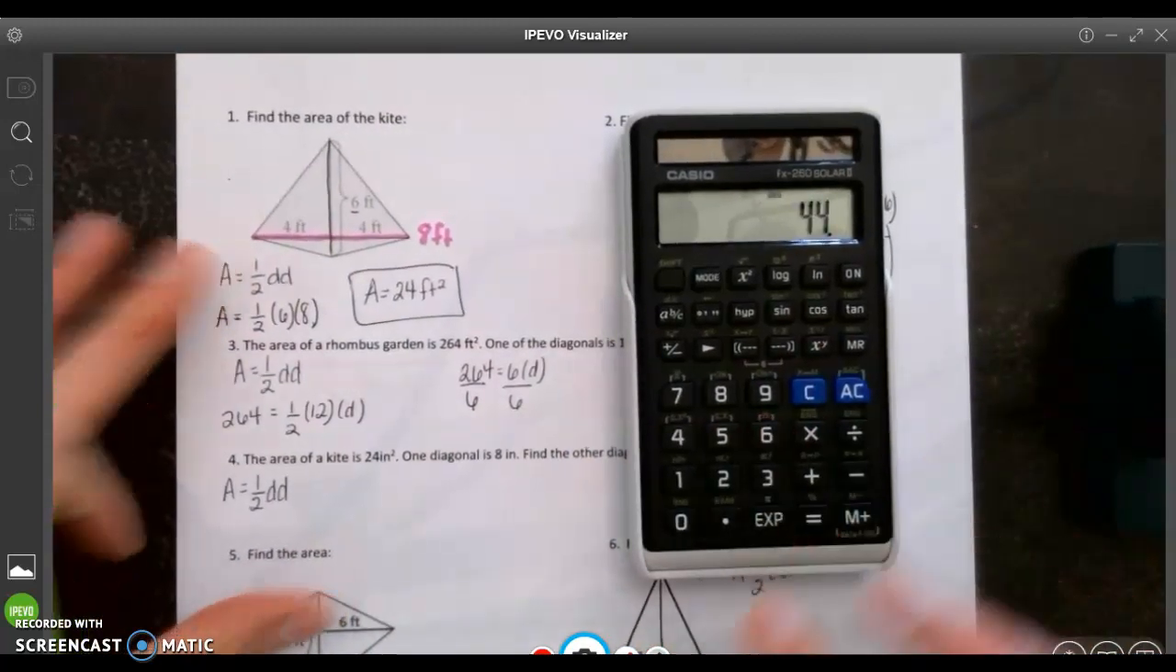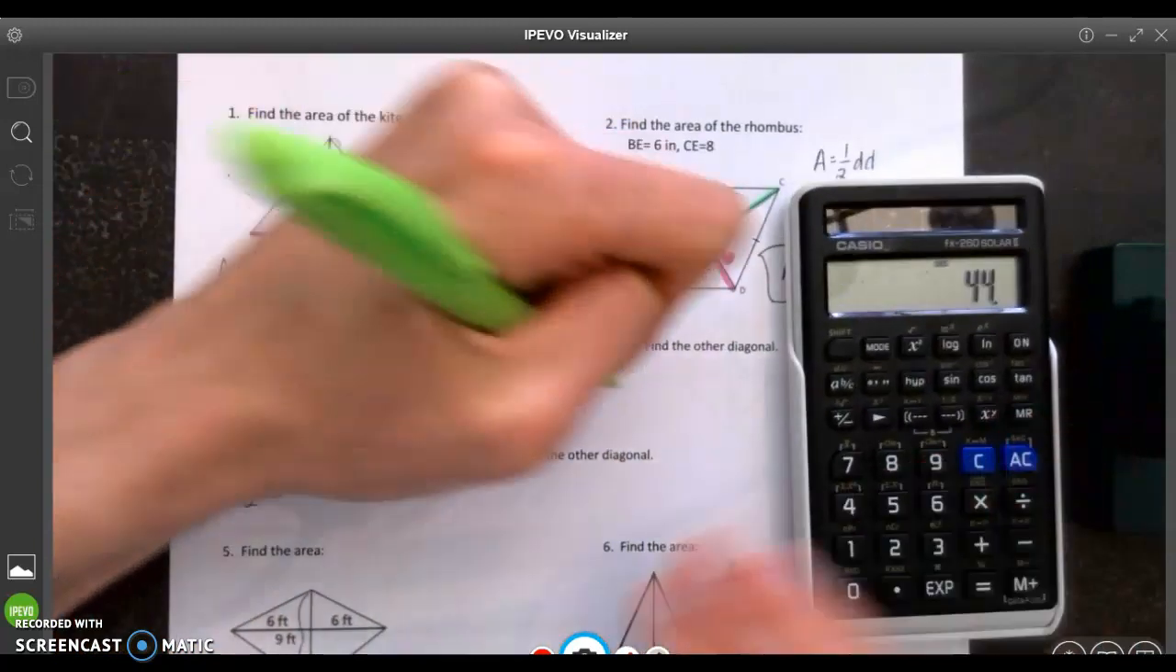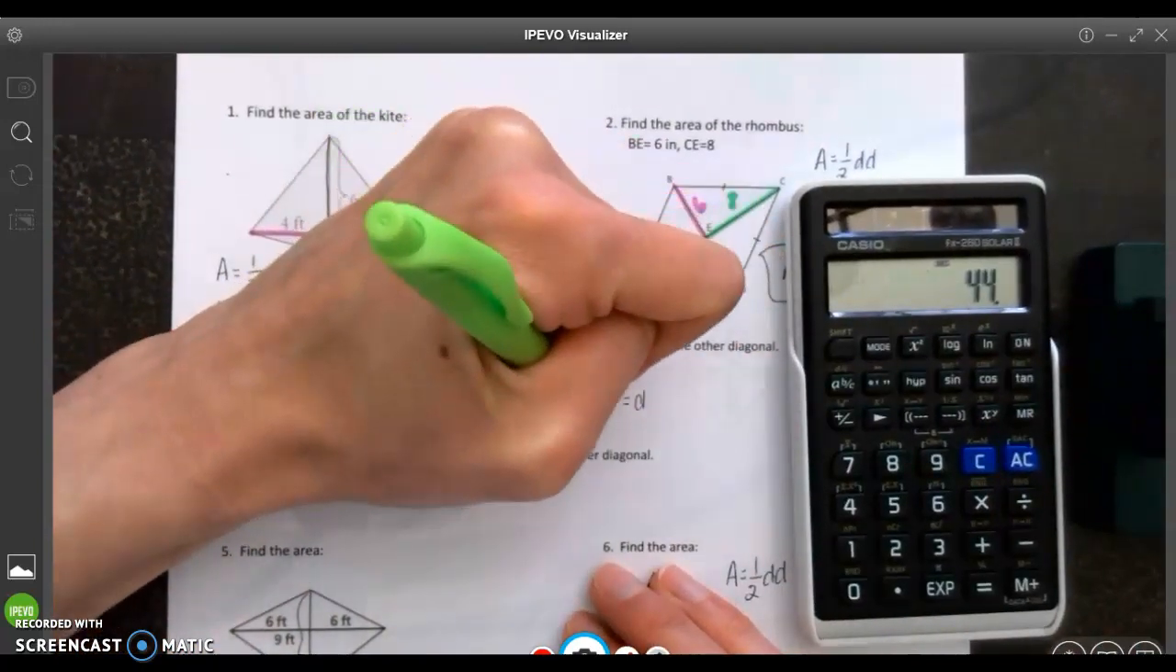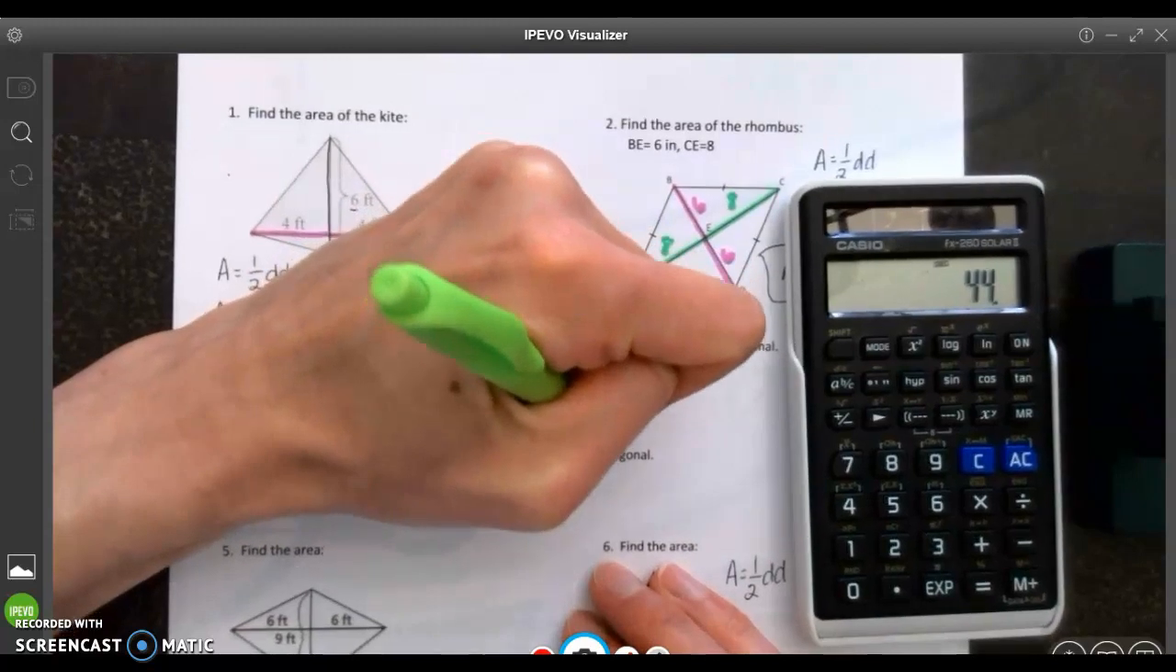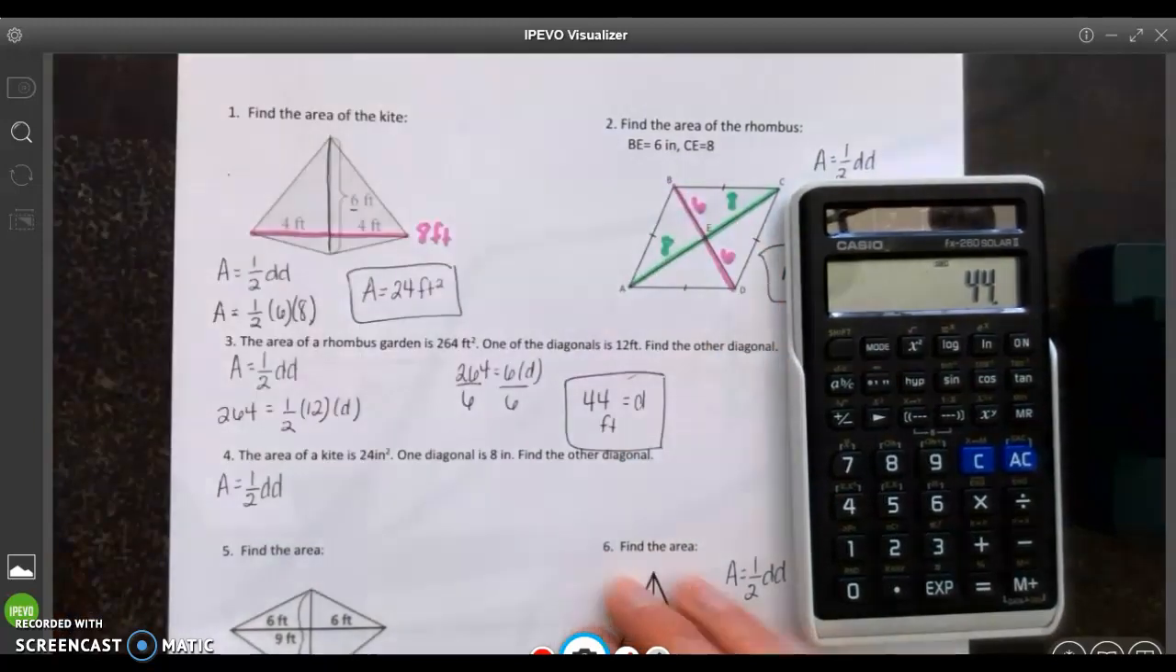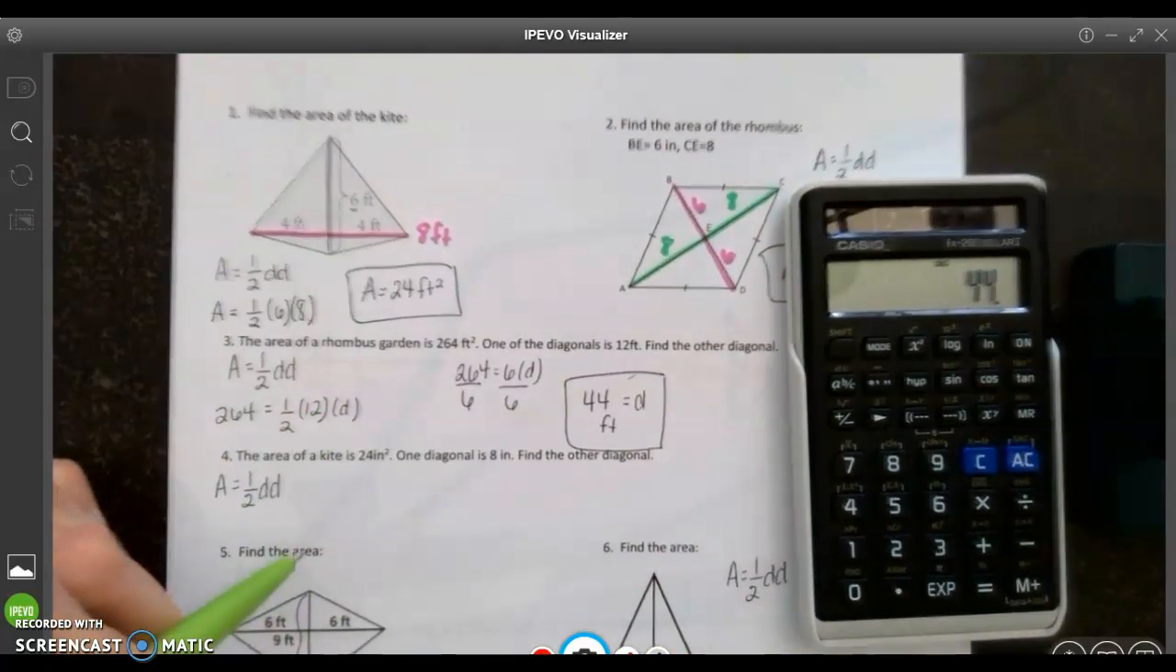264 divided by 6 is 44. So the other diagonal is 44 feet. So that was a rhombus. We can do the same thing with the kite.